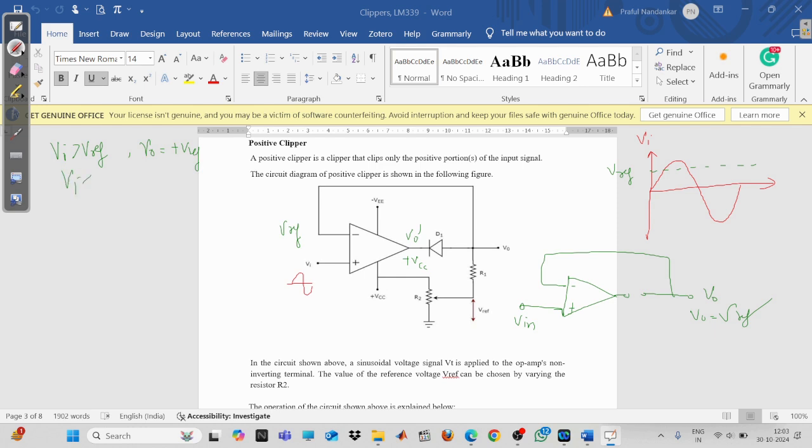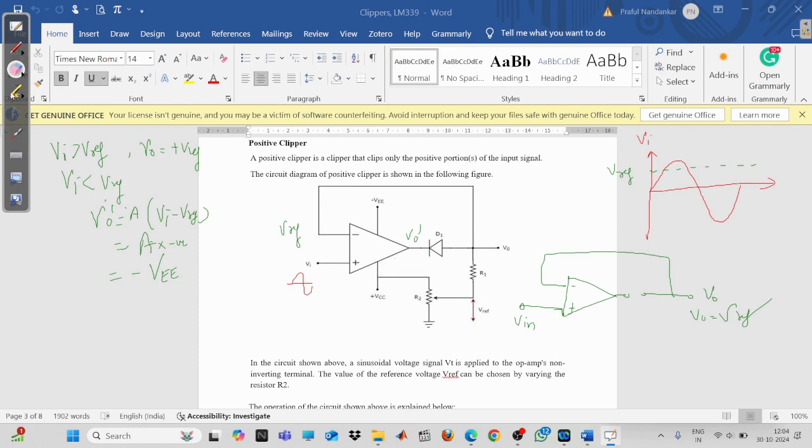And when Vi is less than V reference, initially we will calculate the value of V0 dash. That will be A into Vi minus V reference. Now this value is smaller as compared to the V reference, so this is a negative value, a small negative value, and when it is multiplied by the gain, obviously that will be saturated. So now this will be saturated at minus VEE. So now what will come here?